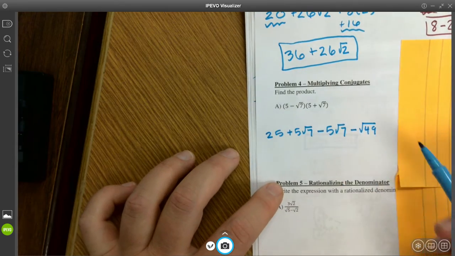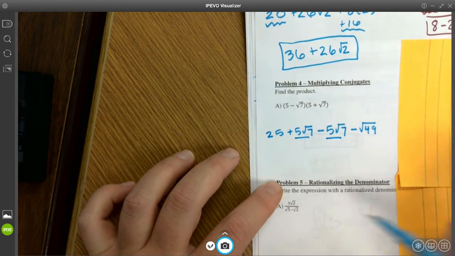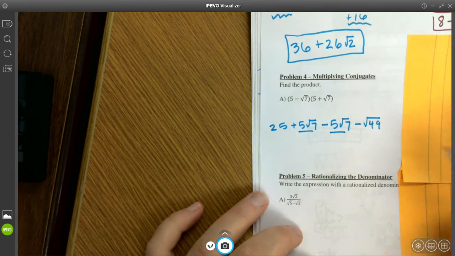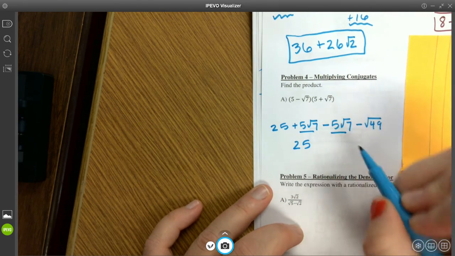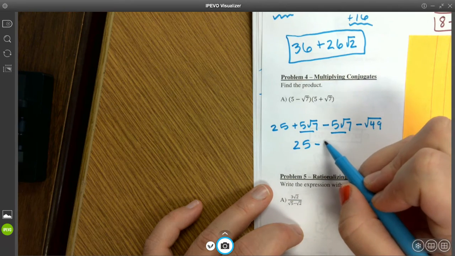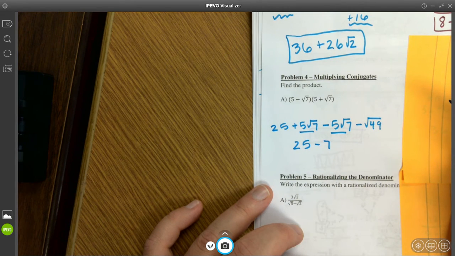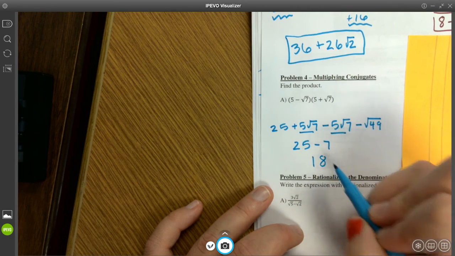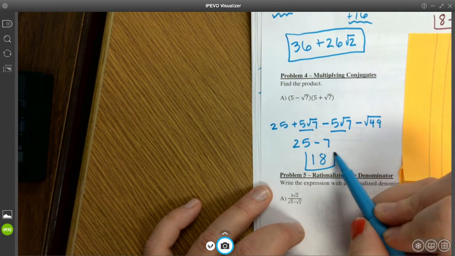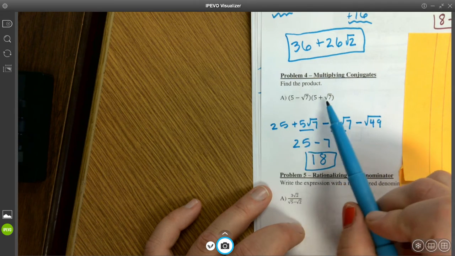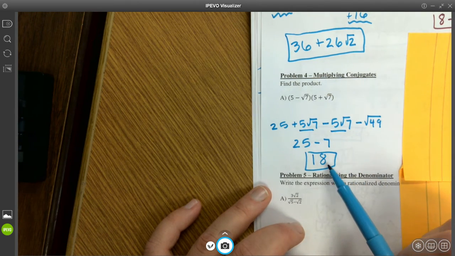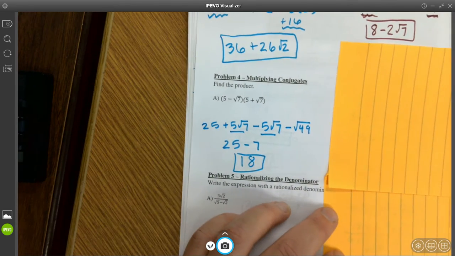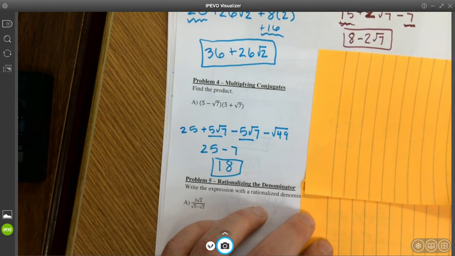When you multiply by the conjugate, these middle two terms, when you combine them together, should cancel out. So there's no more square root 7 left. So now I have 25 minus the square root of 49, which is 7. And 25 minus 7 would give me 18. So whenever you multiply by a conjugate and there are no variables here, you should end up with just a whole number, always. So you should try B by yourself. Pause, do B.